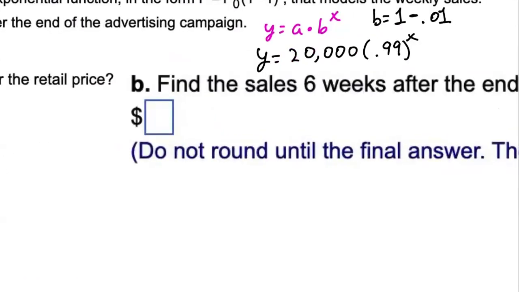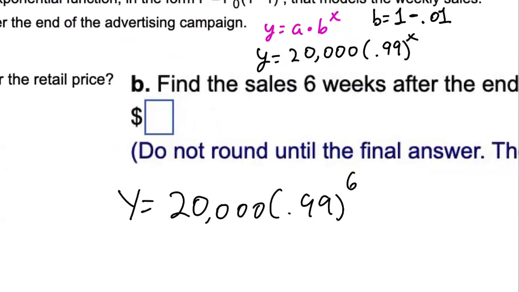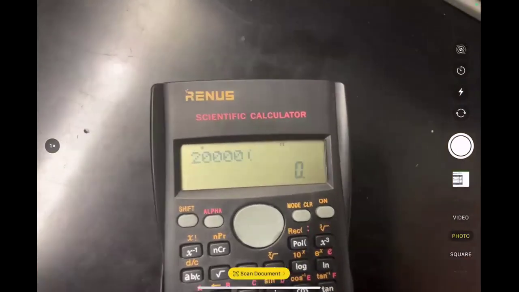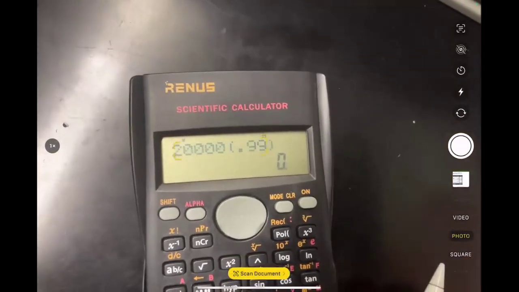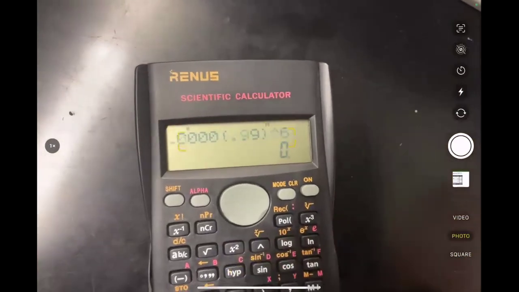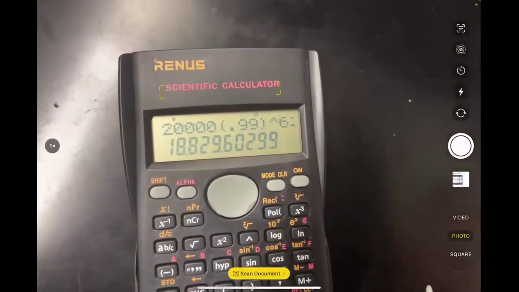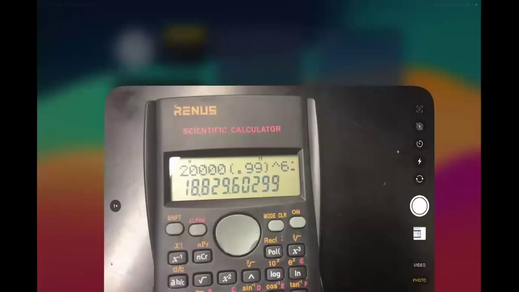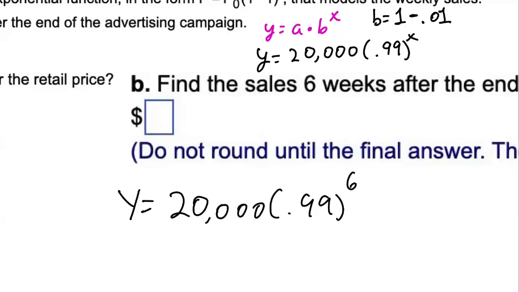So when you do this, you plug it in: 20,000 times 0.99 to the power of 6, because we want to know what it is after 6 weeks. So if we do this on the calculator, 20,000 parentheses 0.99 parentheses to the power of 6, we get 18,829.60.